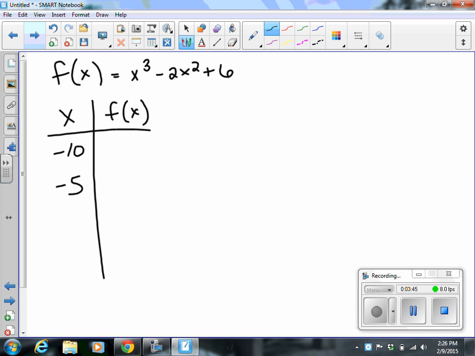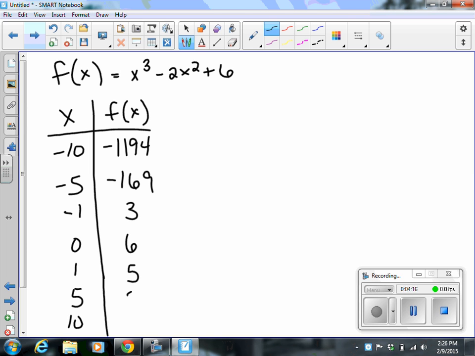So I'm just going to pick some values and I'm going to plug them in. So I'm going to take that negative 10 and plug it into the x spot and see what I get. When I plug it in, I get negative 1,194. For negative 5, I get negative 169. Negative 1 is 3. 0 is 6. 1, 5. 5, 81. 10, 806.